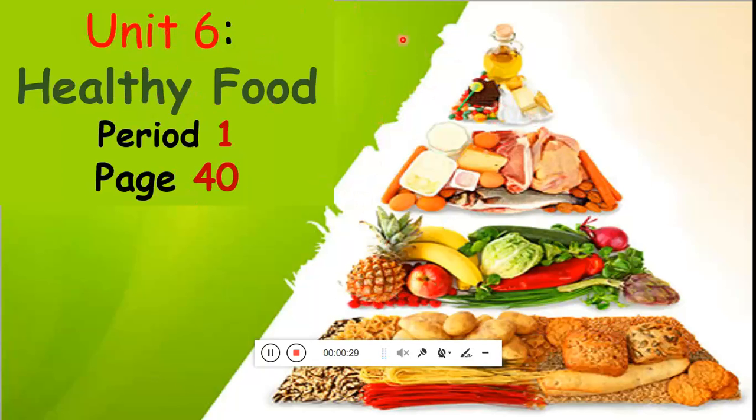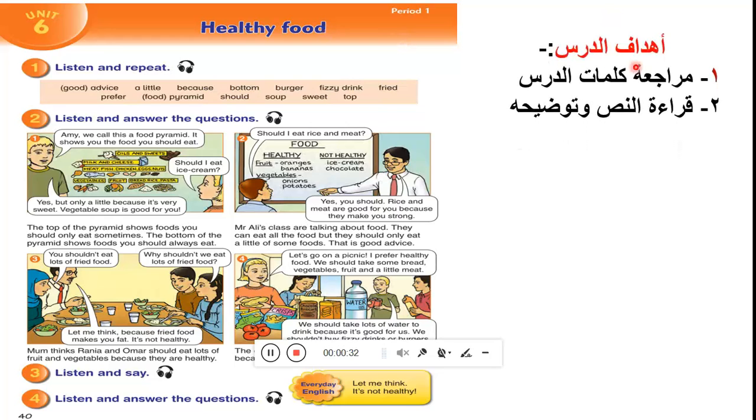The objectives of our lesson are a quick revision of the new words, followed by a short activity to confirm the revision. Then we have another objective, which is reading and explaining the text. We will read this lesson as usual and explain it picture by picture.